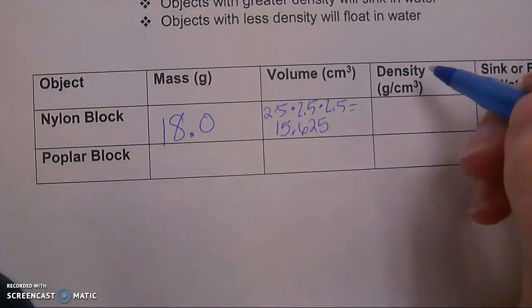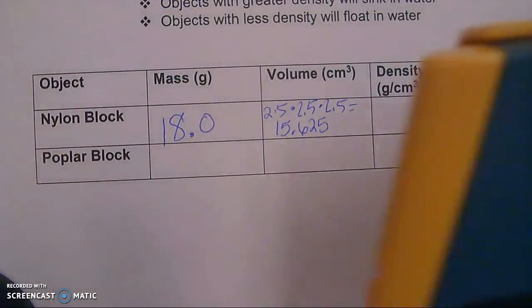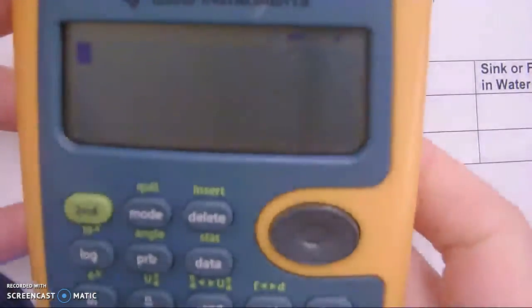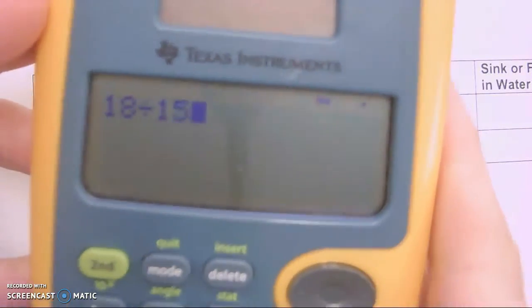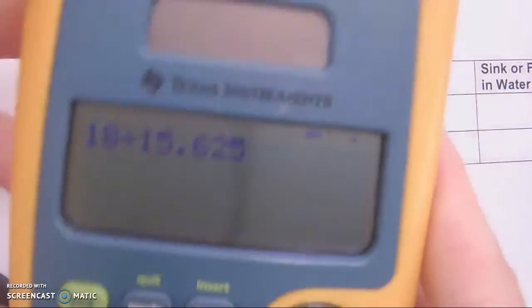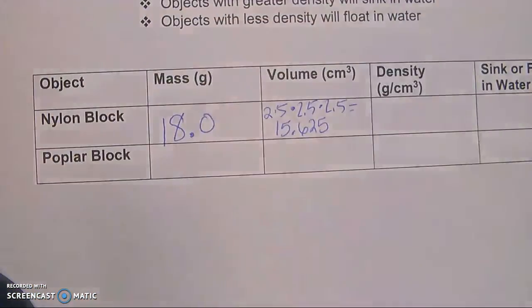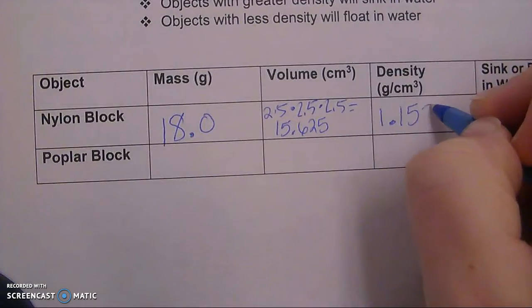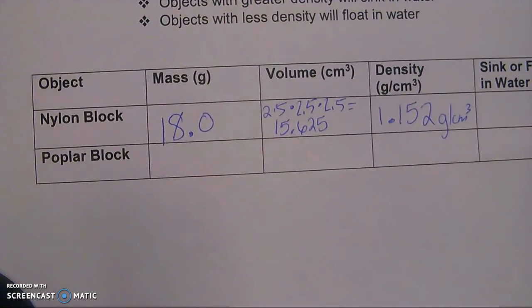Okay, remember calculating density is mass divided by volume. So going back to our calculator, our mass was 18, and we're going to divide it by 15.625. And we get our density of 1.152 grams per centimeter cubed. Okay?